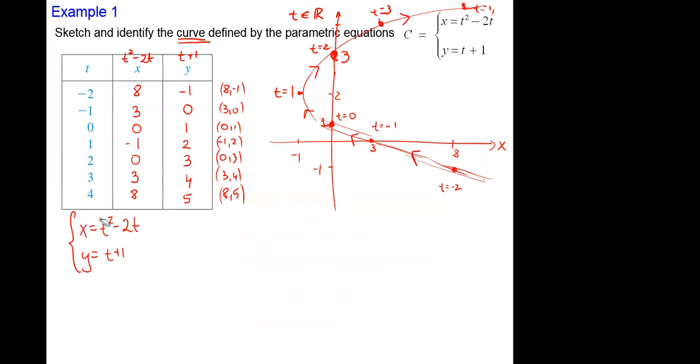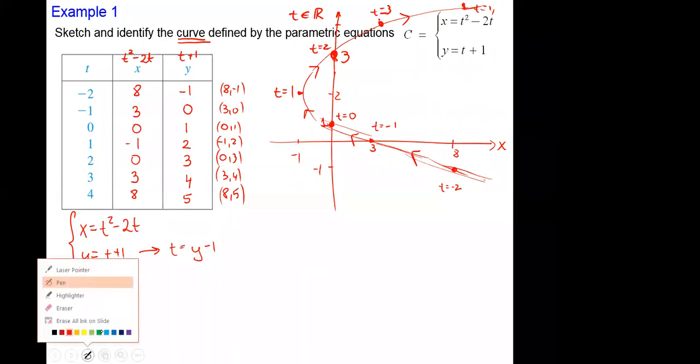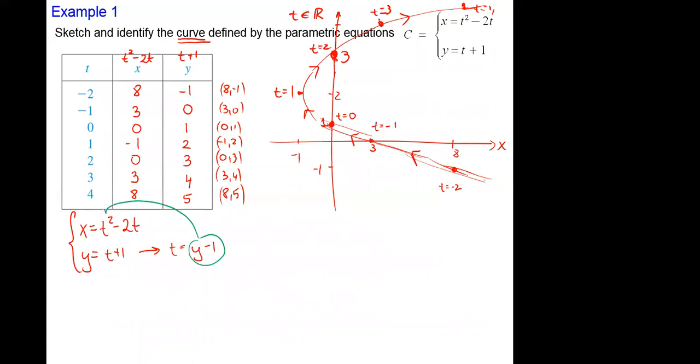Eliminating the parameter means that I can solve one of the equations for t and substitute into the other one. It looks like the second equation, the y equation, is easy to solve for t. It's y minus 1. And that y minus 1, I will substitute instead of t into the first one. And what are we getting? We're getting x equals y minus 1 squared minus 2 times y minus 1.